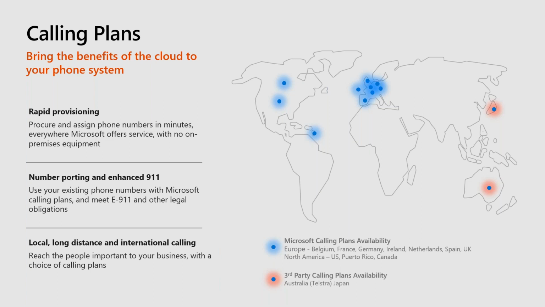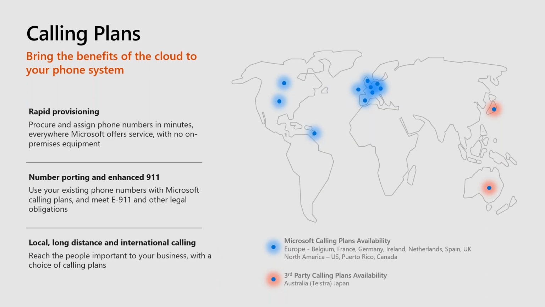Of course, you can bring your existing numbers to Microsoft if you want to, and that's called number porting. So you can port your existing numbers to Microsoft if you want to. Then you are removing your existing carrier and moving all your numbers to Microsoft.